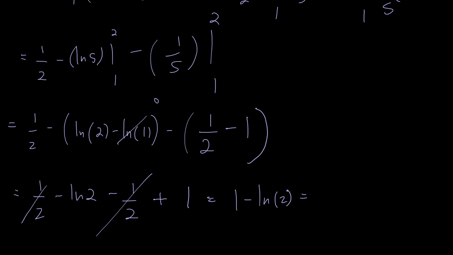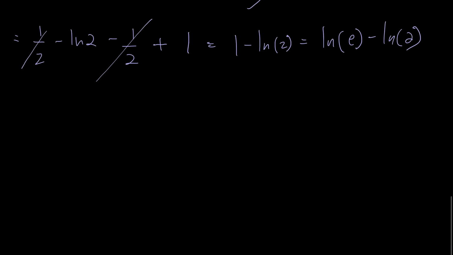But I could rewrite 1 as the natural log of e, and minus the natural log of 2. And then using logarithm rules, combine them into a single log. So this is equal to the natural log of e over 2. And so that is the final result.